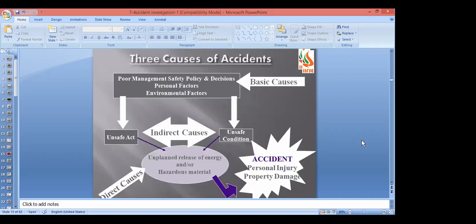Now we'll see some of the causes of an accident. Already these causes we have seen in our management paper also: poor management, safety policy and decisions, personal factors and environmental factors. These are the basic causes which result in unsafe action and unsafe condition. Unsafe action in the sense the actions which are not safe. For example, somebody is doing an activity which is not safe for himself, the property, and the people working around him.